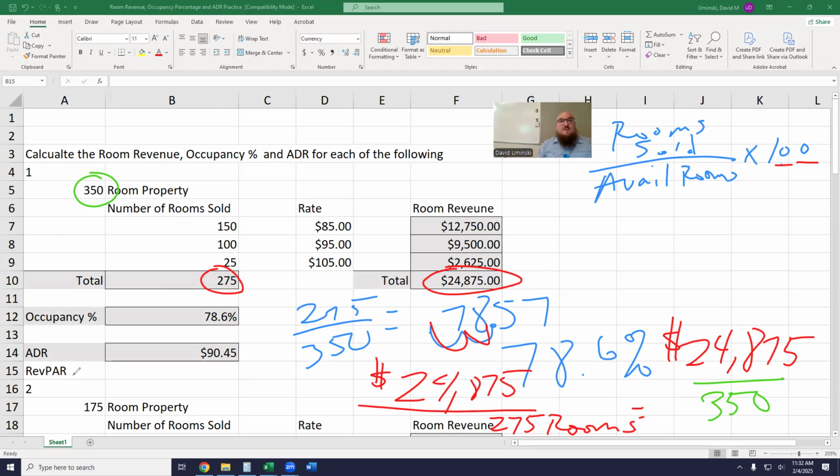Okay, but otherwise, RevPAR will always be smaller than ADR. So as you're going through your homework, if you get larger numbers for your RevPAR, then you might be doing something wrong. So RevPAR: 24,875 divided by 350 is 71.0714. There we go. $71.07 is our RevPAR. Just to clarify for my notes, can you explain what the RevPAR formula is? The RevPAR formula is the total revenue divided by the rooms available.